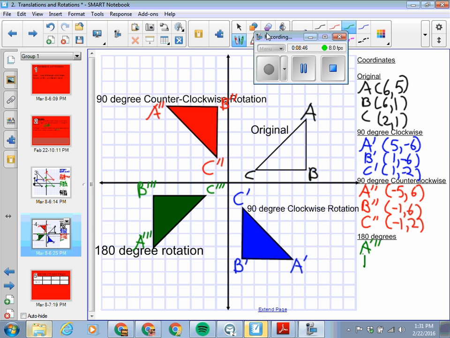Let's go ahead and name these coordinates. So A triple, we are at 1, 2, 3, 4, 5, 6. 1, 2, 3, 4, 5. Negative 6, negative 5. Our B triple, 1, 2, 3, 4, 5, 6, is at negative 6, negative 1. And then our C triple is at negative 2, negative 1. So all we've done from the original is just flip each sign.